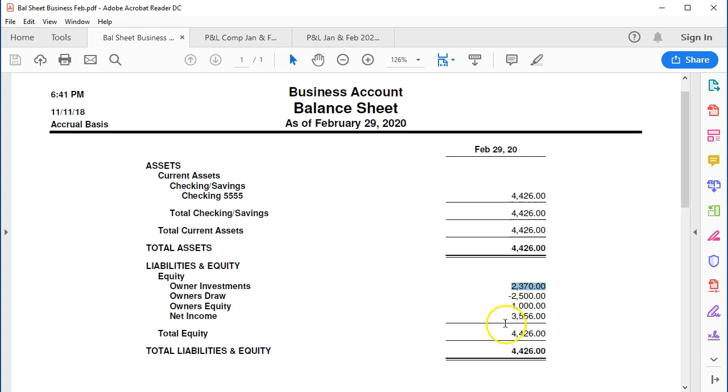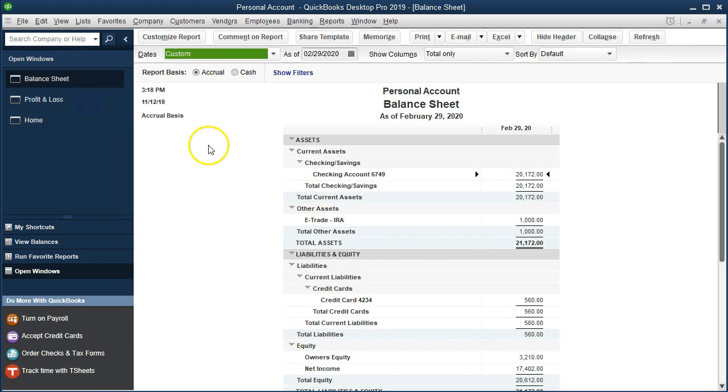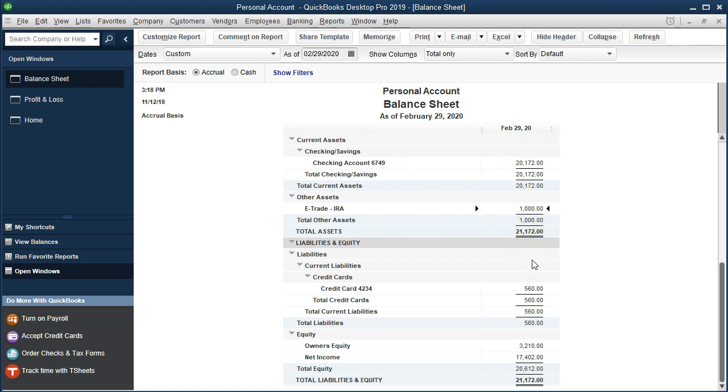So let's take a look at the personal books now. If we go to the balance sheet in the open windows, we then have our checking account that is separate, of course. We've got our E-Trade that we've broken out, but this is just the activity that we put in there. We haven't really looked at the financial statements for those investments, stocks and bonds.